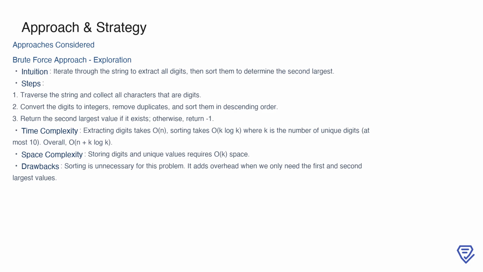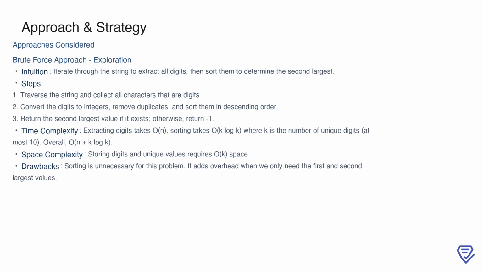If no such value exists, for example, if there are fewer than two unique digits, we return -1 as specified in the problem. Now, in terms of efficiency, the time complexity of this approach includes O(n) for extracting digits and O(k log k) for sorting, where k is the number of unique digits, which is at most 10. The overall complexity is O(n + k log k). For space, we require O(k) to store the unique digits.